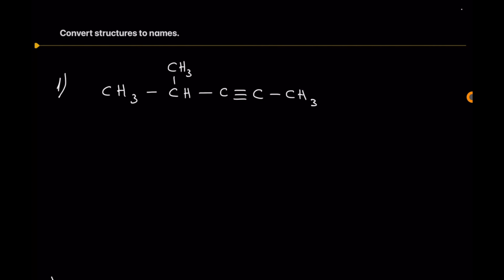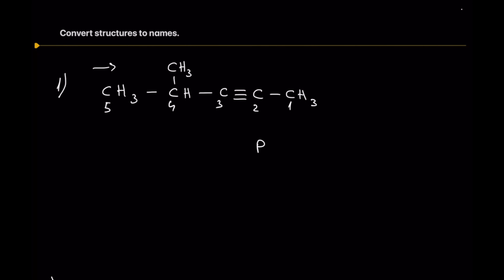You have to find first the parent name, that is the one that contains the triple bond in this case. And the numbering of the carbons will start on that side that gives the lowest possible number to the triple bond. We are going to start from this side, 1, 2, 3, 4, 5, because it gives the lowest possible number to the triple bond. If you start from the other side, you are going to give a higher number to the triple bond. That is wrong according to IUPAC nomenclature. So the parent name is 5 carbons, so it's going to be pentyne.